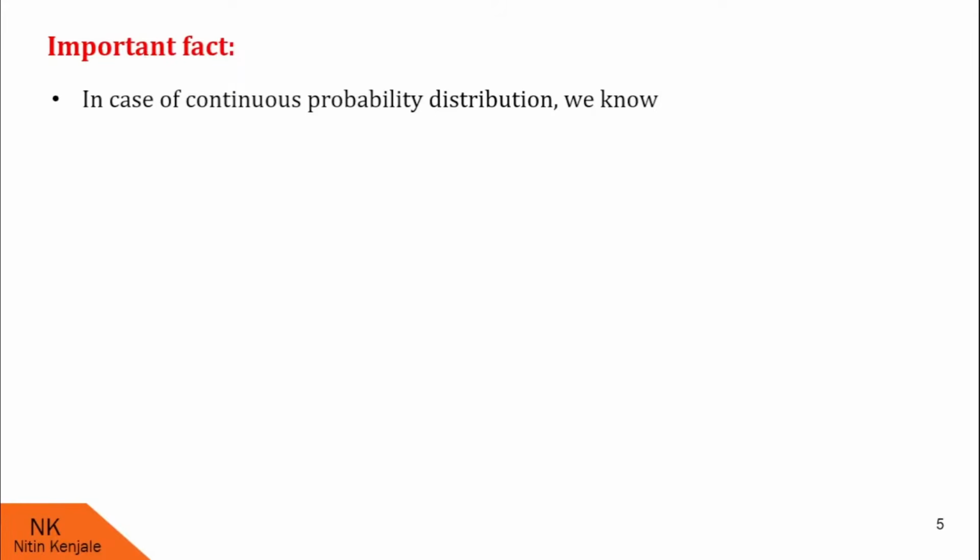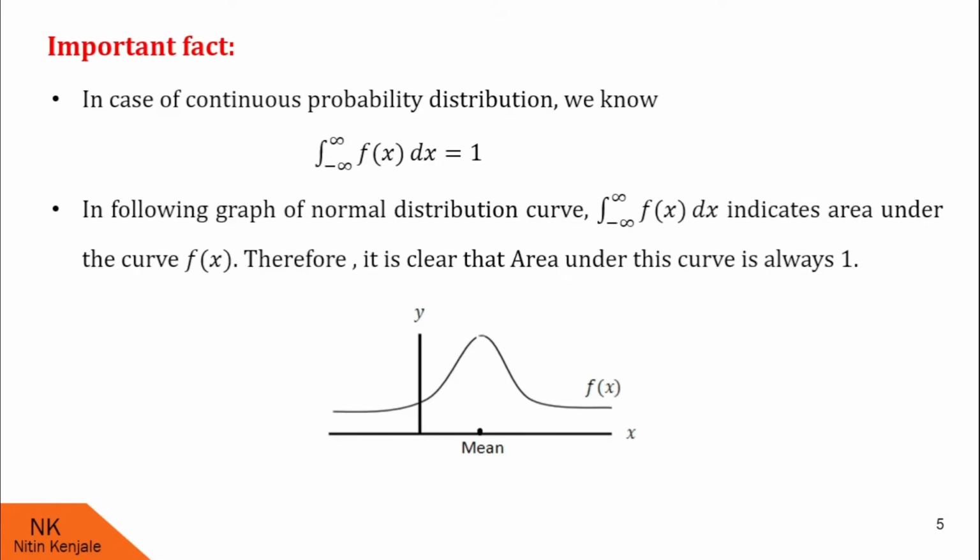Now, let us see some important facts. In case of continuous probability distribution, we know that the integral of f of x dx over the limit minus infinity to infinity is equal to 1. Therefore, in the following graph of normal distribution curve, the integral of f of x dx from minus infinity to infinity, which indicates the area under the curve f of x, it is clear that the area under this curve is 1 because of this identity.